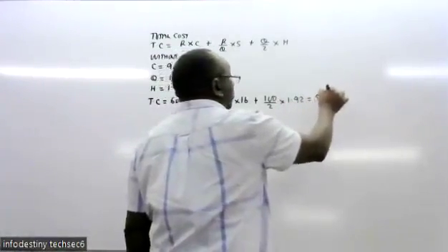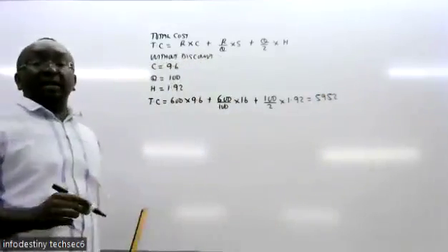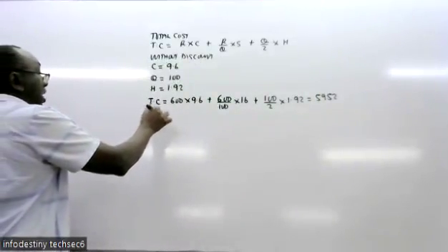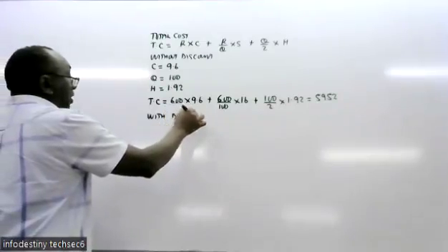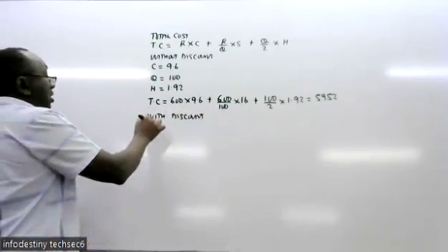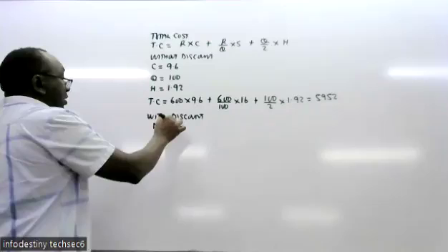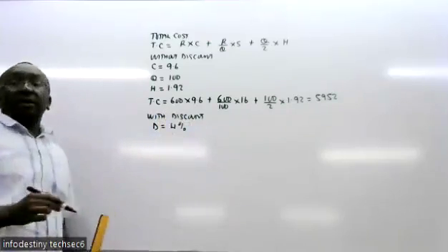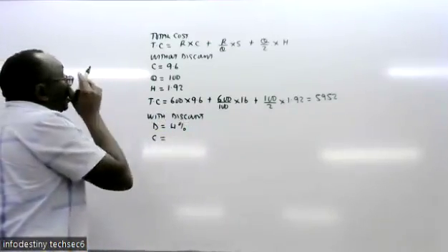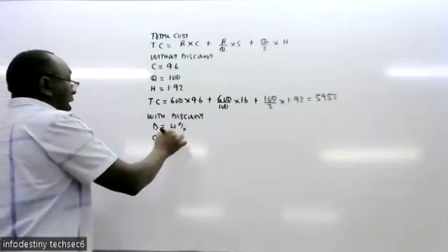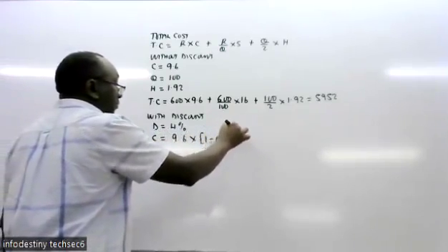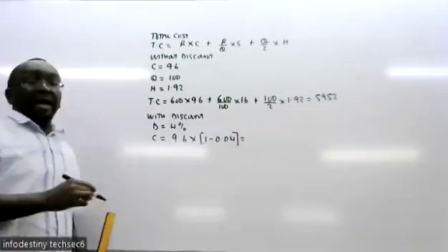52, 52.59, 52. Good. That is now the cost without the discount. Now with discounts, first of all, D is, we are told it is what? 4%. D is 4%. So C will be 9.6 multiplied by 1 minus 0.04.